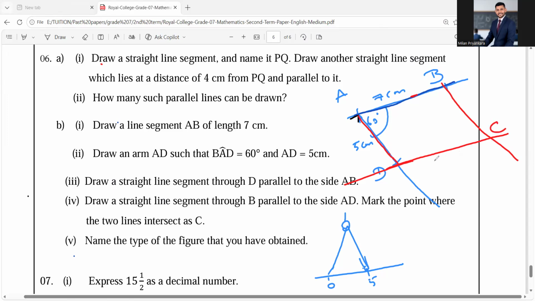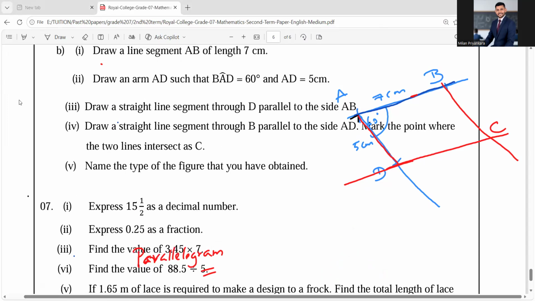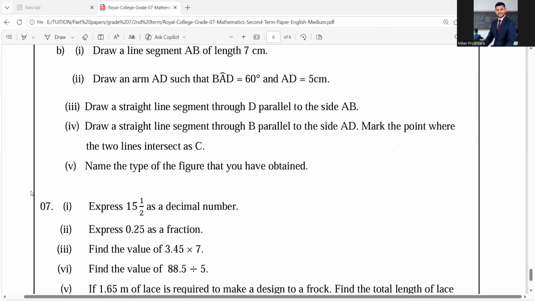Name the type of the figure that you have obtained. Actually, the type of the figure is called the parallelogram. This is the shape. Okay, I hope you understand. Actually, I want you to try this, right? By just watching, you will not understand. Just take your mathematical instruments and try. Then you can figure out how to do that.